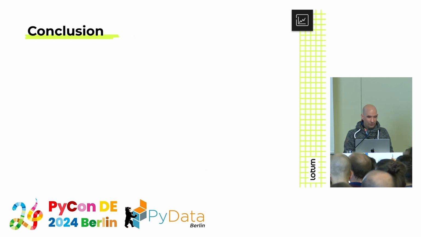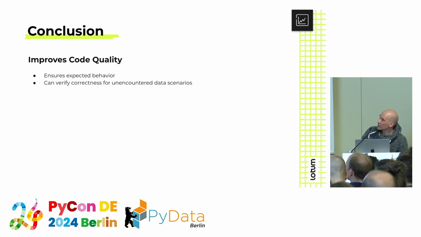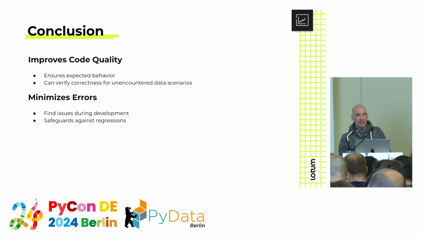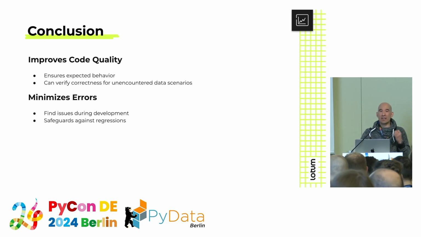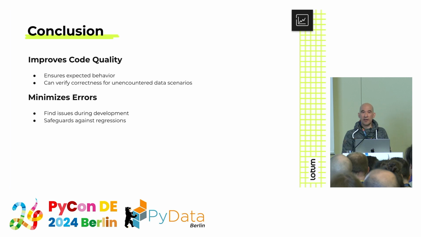So, to wrap it all up, unit testing improves your code quality because it ensures the expected behavior, even in unencountered data scenarios. It minimizes errors already in development. A lot of times, actually, it happened to me. I wrote an SQL statement, I thought it's finished, it's perfect, I want to deploy it. Then I wrote the tests and I realized, oops, this actually is not ready at all. There's some edge cases I totally forgot.